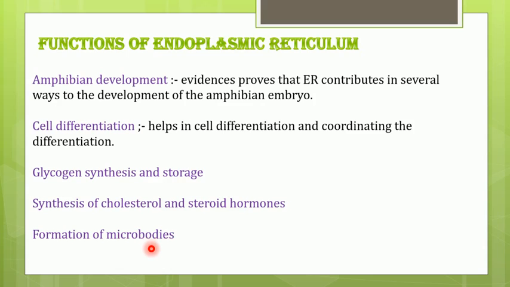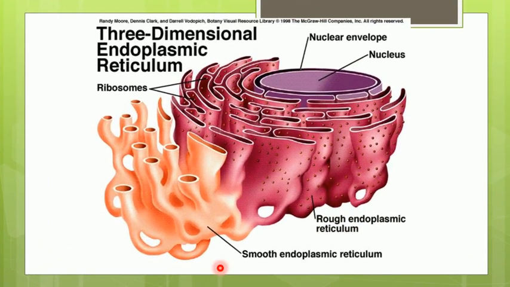So this is all about the endoplasmic reticulum. In today's lecture, we have understood the structure, location, and functions of the endoplasmic reticulum. The endoplasmic reticulum near the nucleus has ribosomes and is called rough ER, and the endoplasmic reticulum away from the nucleus does not have ribosomes and is called smooth ER. Rough ER is involved in the synthesis of proteins, and smooth ER is involved in the synthesis of lipids.